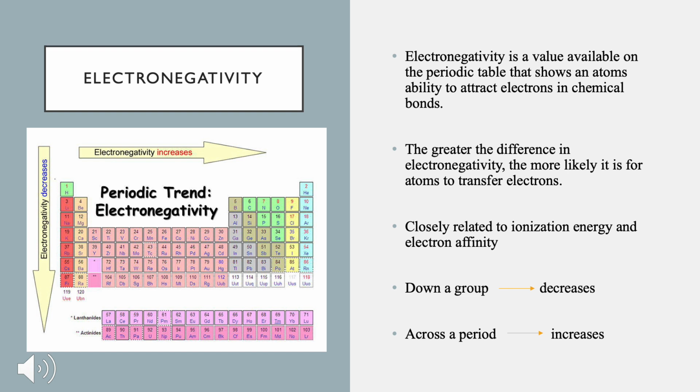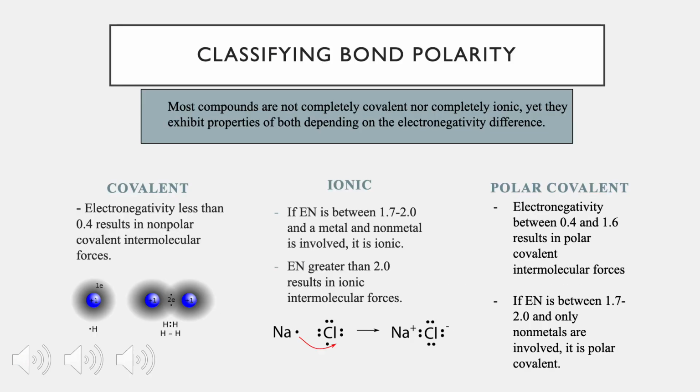As you move down a group on the periodic table, the electronegativity tends to decrease. As you move across a period on the periodic table, the electronegativity tends to increase. Most compounds are not completely covalent nor completely ionic, yet they exhibit properties of both depending on the electronegativity difference. To calculate the electronegativity difference, you just need to subtract the electronegativity of one atom from the electronegativity of the other and take the absolute value of that.